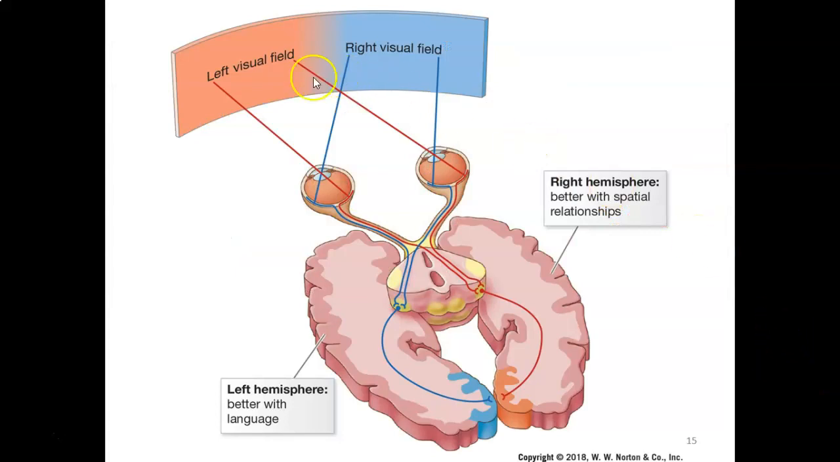Now, in order for us to see, information comes from the receptor sites in the eye, and it goes through what's called the optic nerve. So each eye connects to the optic nerve, sends that information to the thalamus, which then sends that information to the occipital lobe. The occipital lobe is very long.